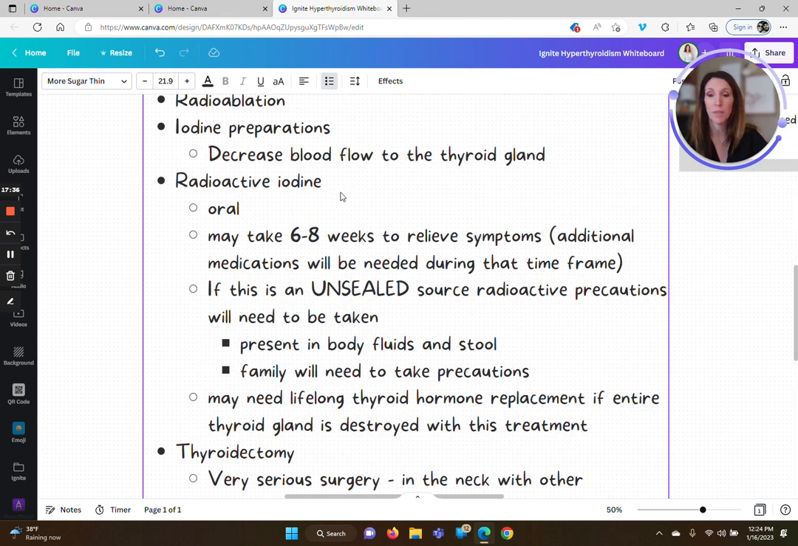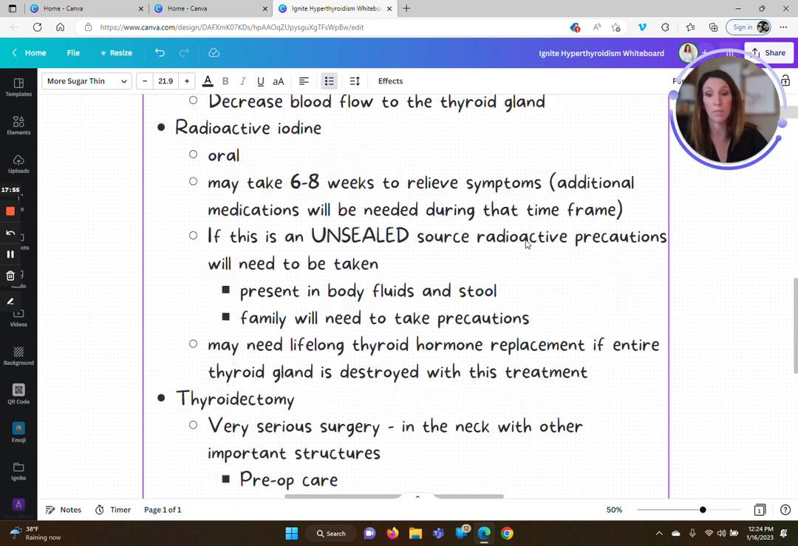Radioactive iodine, so this is usually given orally, and it may take 6 to 8 weeks to relieve symptoms. So during that 6 to 8 weeks, if they're getting radioactive iodine, they're still going to have to take their methimazole, or their other anti-thyroid medication, because it's not going to take effect right away, okay?